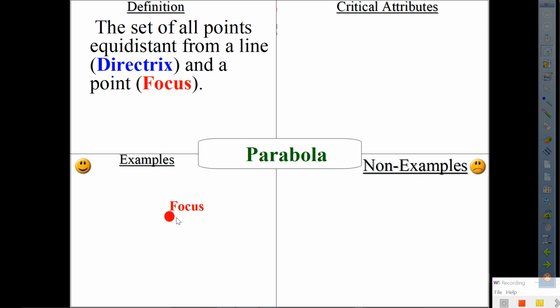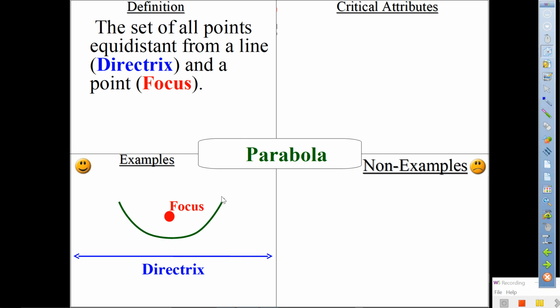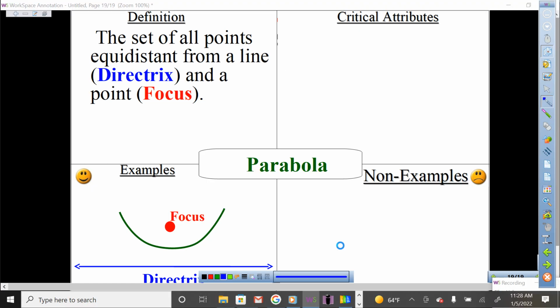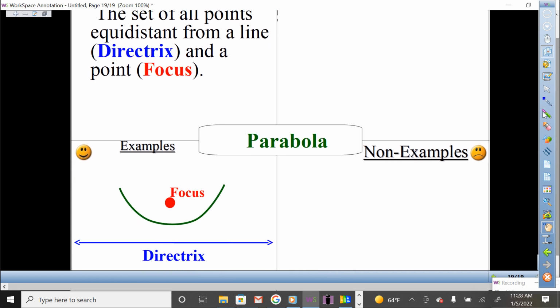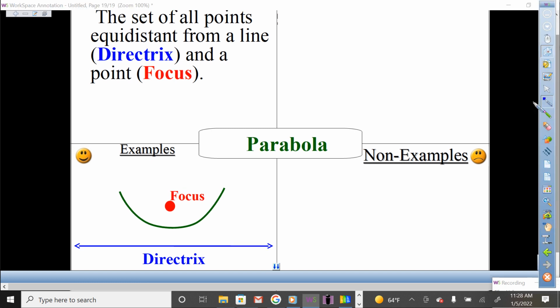Example, here's a focus, my point. Here's the directrix, here's a straight line. So if I was to sketch points that are the same distance away from the focus and directrix, it makes a curve that looks like this. Copy that. Oh, and don't forget to put arrows at the end of the parabola. So let's see. Here's my arrows at the end of the parabola to indicate it continues going.